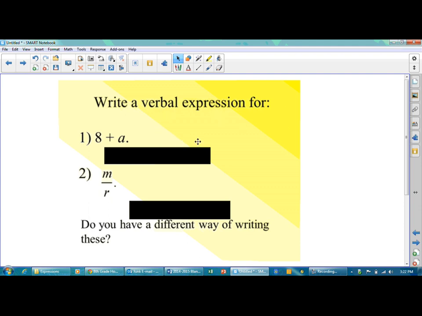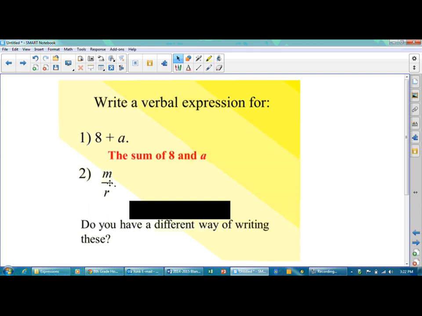So we've got 8 plus a. There's a ton of different ways we can write this. For example, the sum of 8 and a. We could have said a increased by 8. We could have said a more than 8.